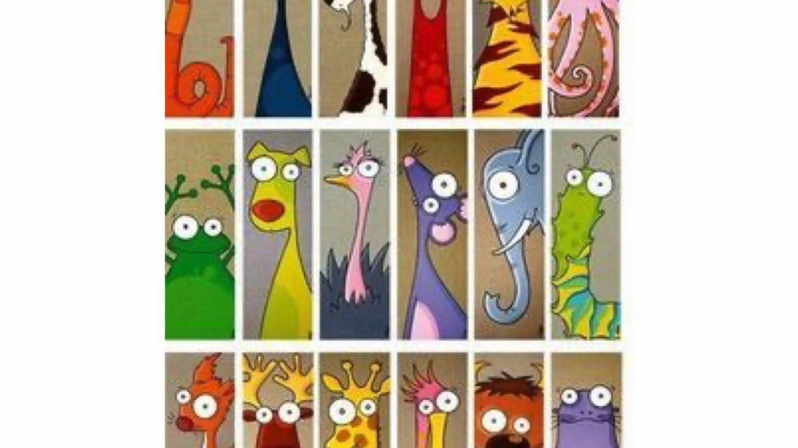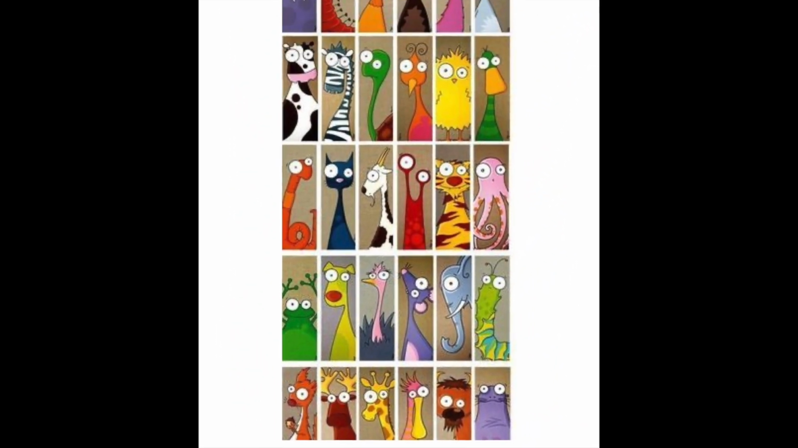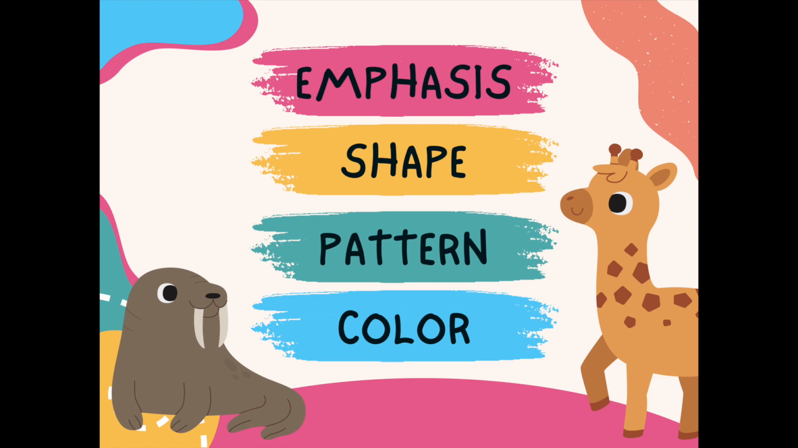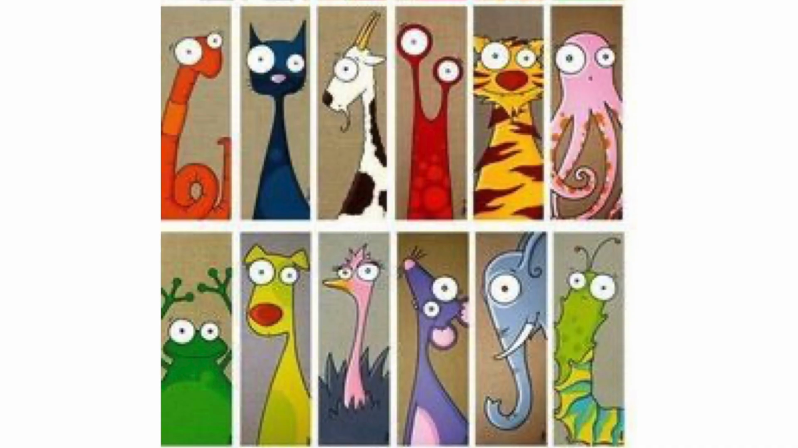Today, we will be looking at cartoons and making our own animal cartoons, focusing on the ideas of emphasis, shape, pattern, and color. Let's learn a little bit more about those before we get started. What is the first thing you notice when you look at this piece of art of cartoons?